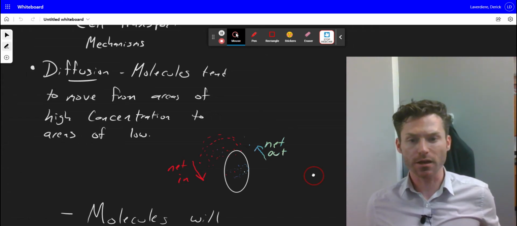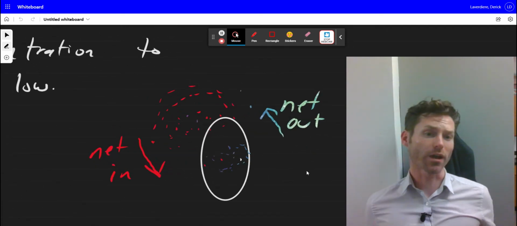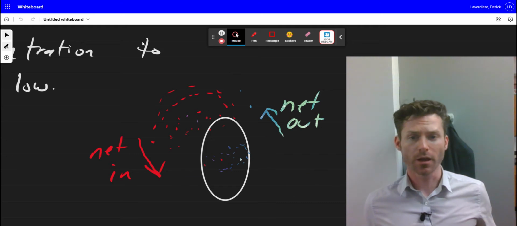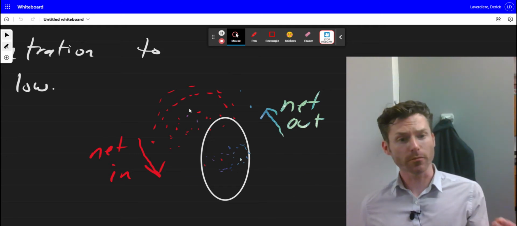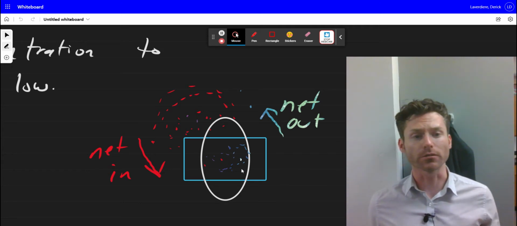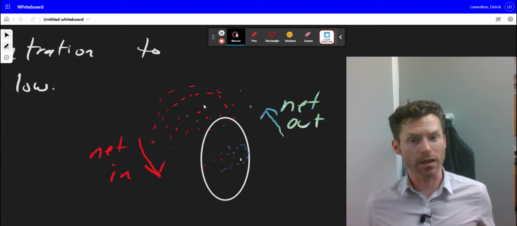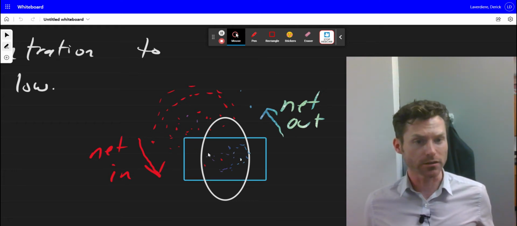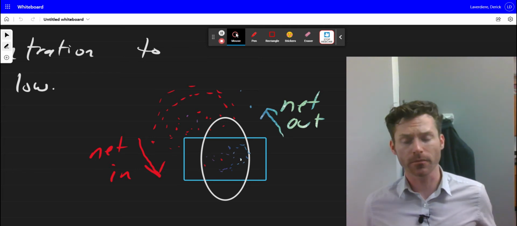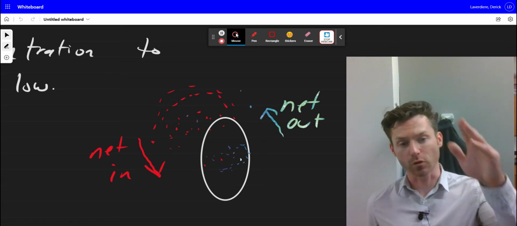And so in context of cells, got this little model here. Right? We have red molecules and we have galaxy-colored molecules. There is a high concentration of red molecules outside of the cell and a high concentration of galaxy-colored molecules inside the cell. Right? And so because there's a high concentration of red outside, they will have a net movement into the cell where there's a lower concentration, whereas the galaxy-colored molecules will have a net movement out of the cell because there's a high concentration inside, a low concentration outside, so they move out.